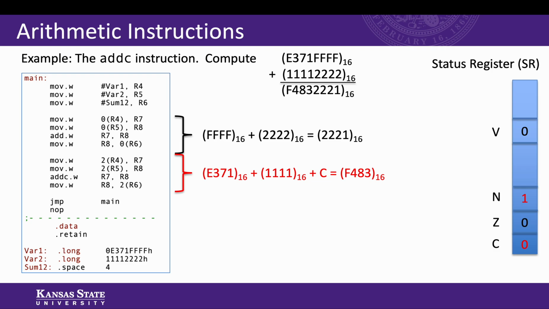Now, the most significant bits, we're going to add E371 with 1111, but because that's the most significant 16 bits and we had that carry from the previous stage, we want to add that carry to it. So we're going to use the add C instruction. And I encourage you to do this by hand. When C is 1, we add those together and we get the correct answer, F483. Now when we do that, we do not get a carry out, so C will go back to 0. And because our answer is negative, N will be 1. It's negative because F, the most significant digit, is 1111 when it's expanded into binary. So this number begins with a 1, i.e. it's negative.